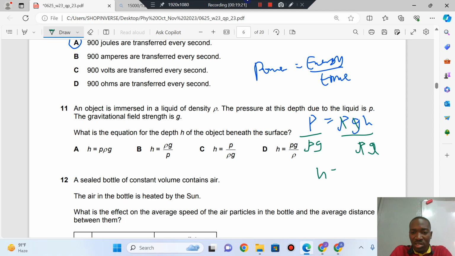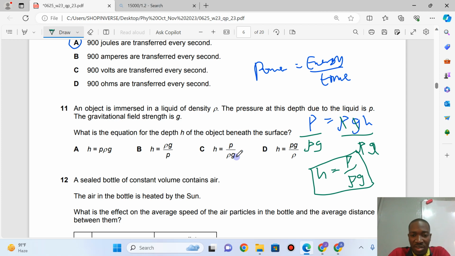That simply means h equals pressure divided by density times gravity. This is the formula we are looking for. The formula that gives us the height, or depth here. So where do you have pressure divided by density times gravity? Height equals pressure divided by density times gravity, which makes option C the correct answer to question number 11. We go straight to question number 12.